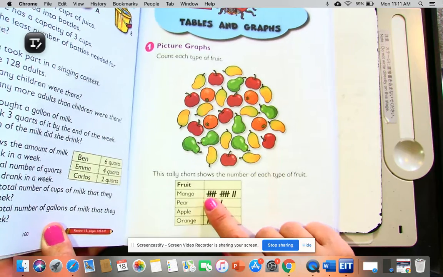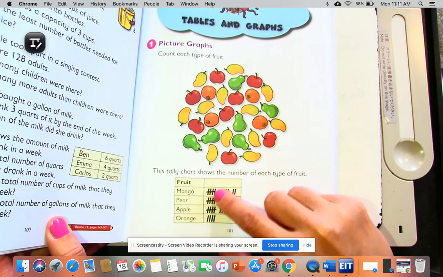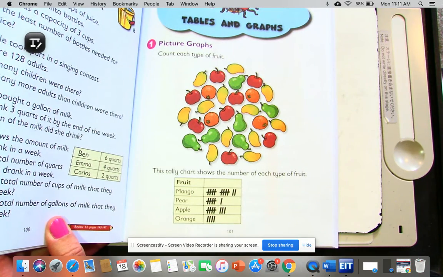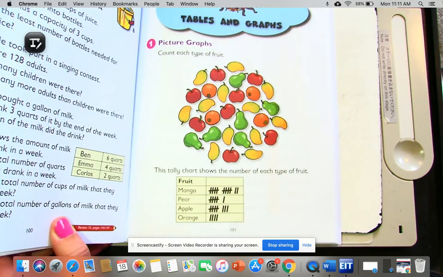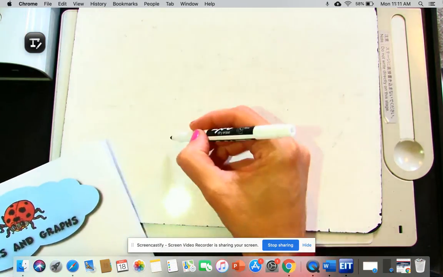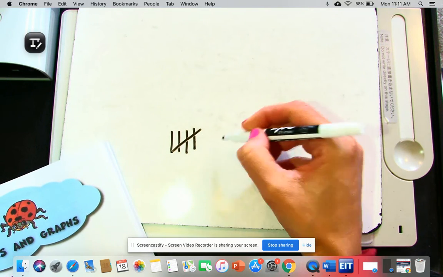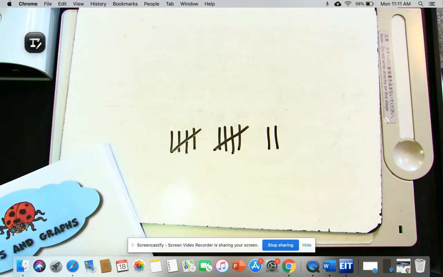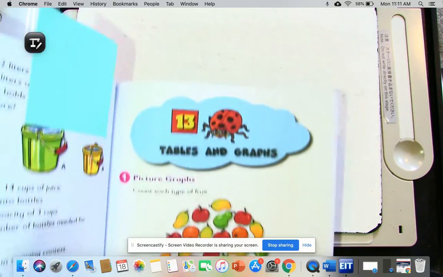And then they are showing us what the number 12 looks like if we wanted to do it in tally marks. So how we do tally marks is we go 1, 2, 3, 4, and then the 5 is the cross along the side there. So in order to show 12 mangoes, we would write 1, 2, 3, 4, 5, 6, 7, 8, 9, 10, 11, 12. So if we wanted to write that as mangoes, we could do that.